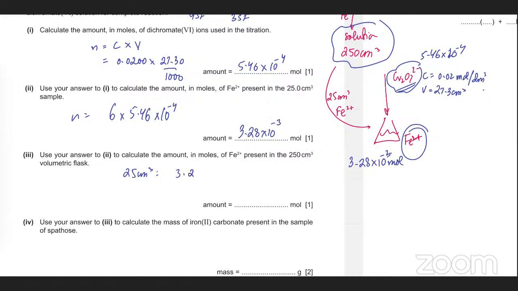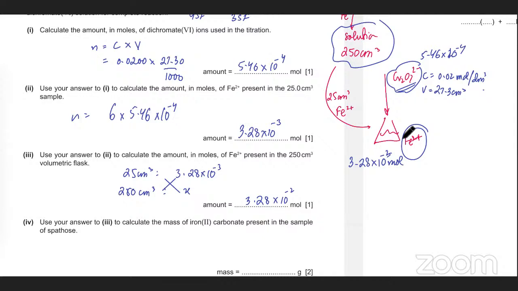Show your working again. So in 250 cm³, you're going to have X, which is just multiplied by 10 at the end. So you're going to get 3.28 times 10 to the power minus 2 moles if you multiply the previous moles by 10. Is this part clear? Okay, we got the moles in the 25 cm³, yes.